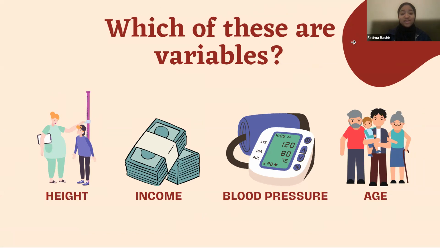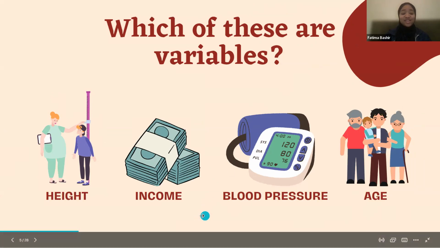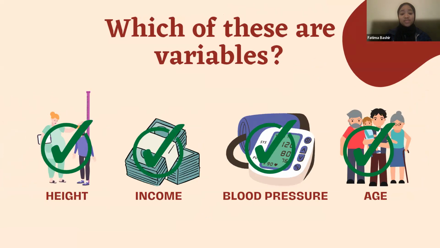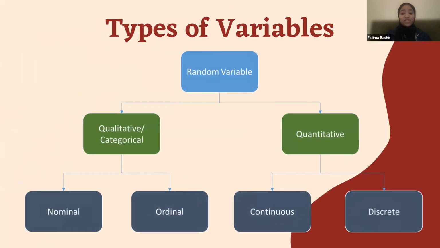Okay, we already have a reply by Fatima. She said all of them are variables, which is correct. All of them are variables, from height to income and blood pressure. They're all variables. So thank you so much, Fatima, for your reply.